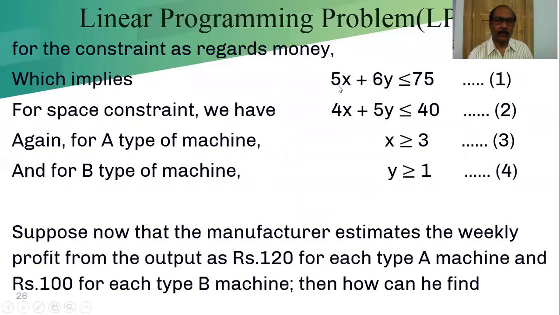So one is the floor space constraint, and it is given that x is greater than or equal to 3 and y is greater than or equal to 1. So this constraint is given for the type A machine. For B it is at least 1. That means for the type B machine it should be at least 1, that means at least purchase 1, and for the machine A at least purchase 3 or more.